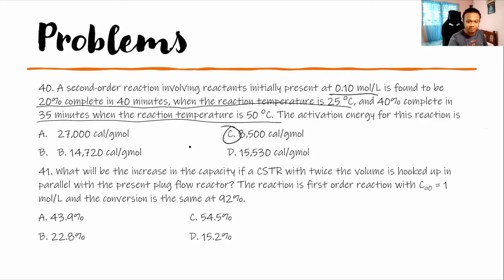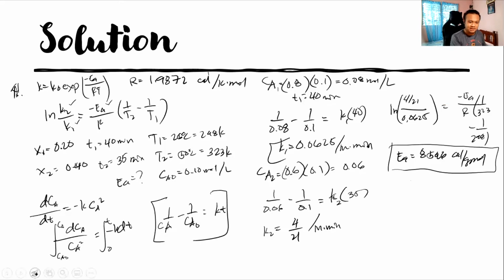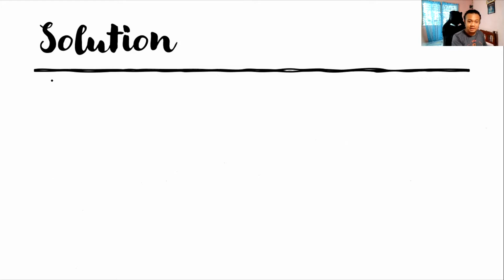Okay? That's letter C. And then number 41 is also fun. It's actually long, but it's fun also to solve. Okay? Because it can be confusing. So let's clear this to make room for the next problem. Okay, number 41, for number 41.